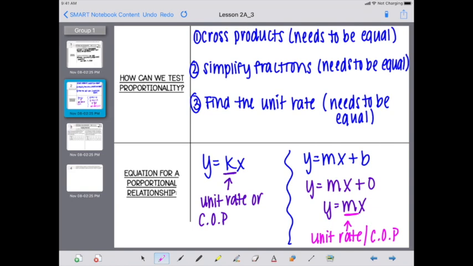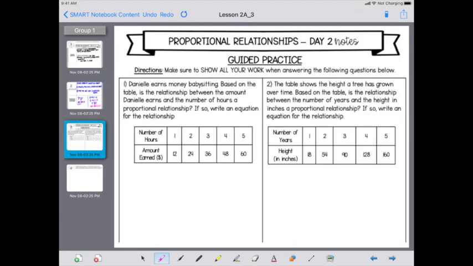So let's do some practice where we can use tables to identify a proportional relationship. In the first question, Danielle earns money babysitting. Based on the table, is the relationship between the amount Danielle earns and the number of hours a proportional relationship? If so, you want to write an equation for the relationship. Okay. So I know that money is always Y. Time is always X.